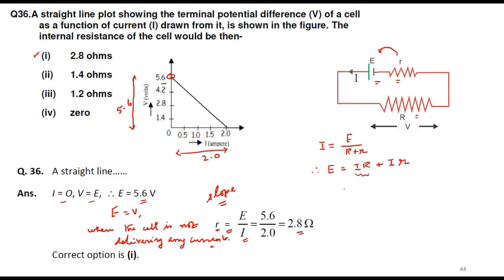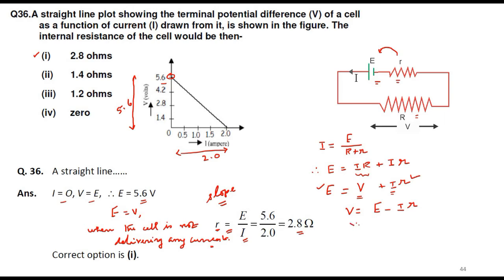But this IR is the terminal PD, that is the PD across this external resistance here. So E is equal to V plus I into r. Note that here E is constant for the given cell. Also small r is constant. Capital V and this I, these two are variables. So the graph is drawn between the two variables, V on the y axis, I on the x axis. So you just rearrange this equation, you will get V is equal to E minus I into r.